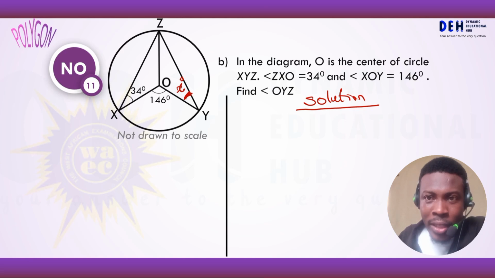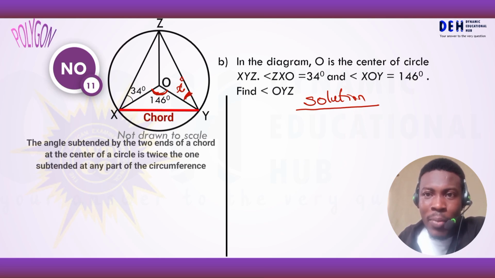Look at this angle here. This one is subtended at the center, 146 degrees. And there is a theorem that says the angle subtended at the center is twice the one at any part of the circumference. So this angle should be half of 146. That is what it implies. So let's go.